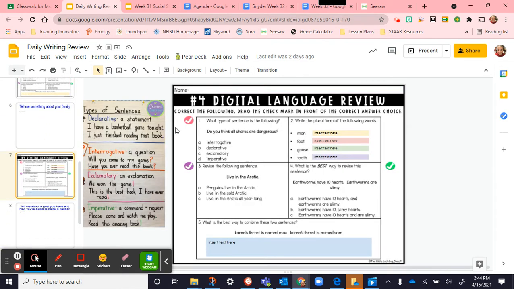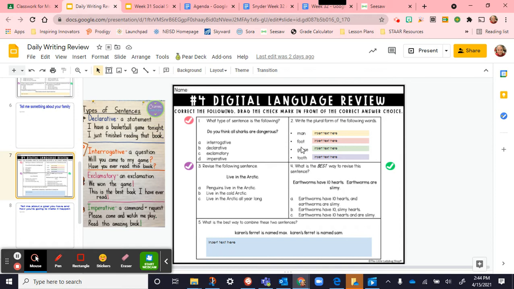Page 7. So you have your anchor chart here. We talked about these four types of sentences again, and we went over here. And then when we were finding plural words, we did some dictionary practice again where, if you look up the word foot, down at the bottom of the definition, it's going to show you what that plural noun is.